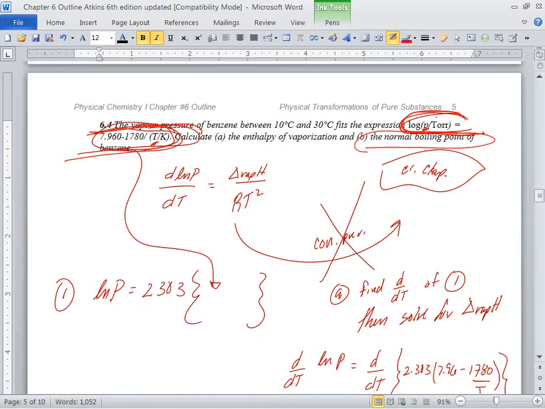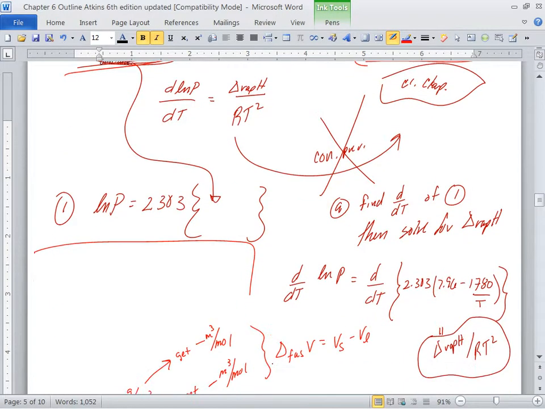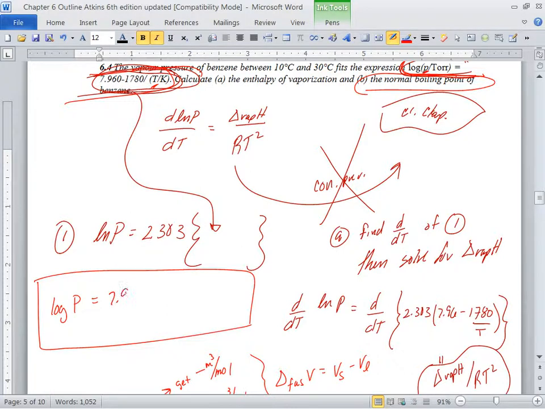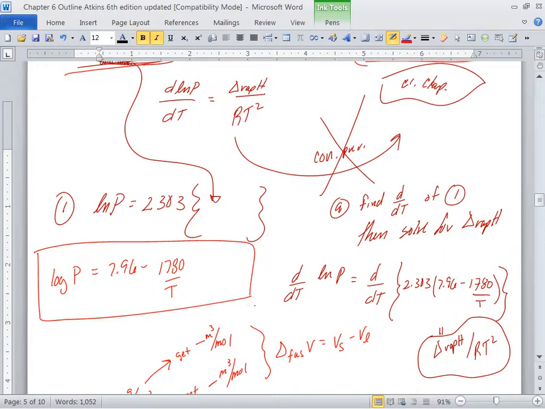Okay, so for part B, they want to know the normal boiling point. And what you're supposed to do, if we clean that up, is log of P is 7.96 minus 1780 all over T. I didn't write it all, but to use this equation, P has to be in what units? Torr. T has to be in Kelvin. Okay, so this is the vapor pressure. Well, if that's the vapor pressure, here's our boiling point, right?